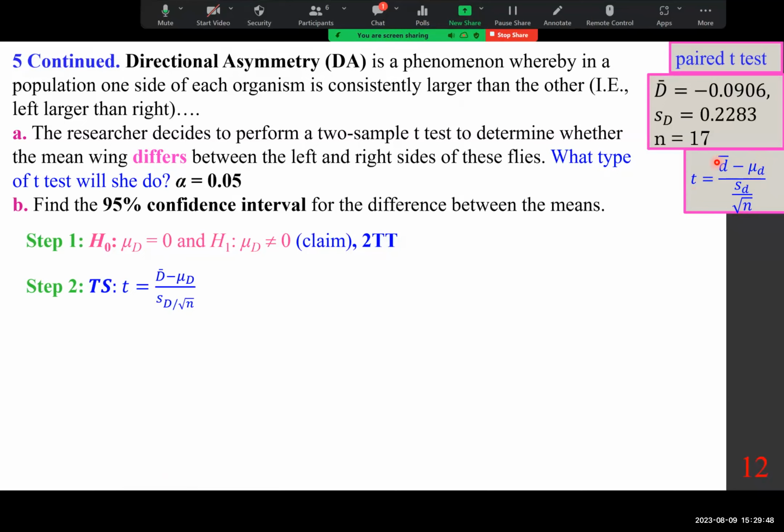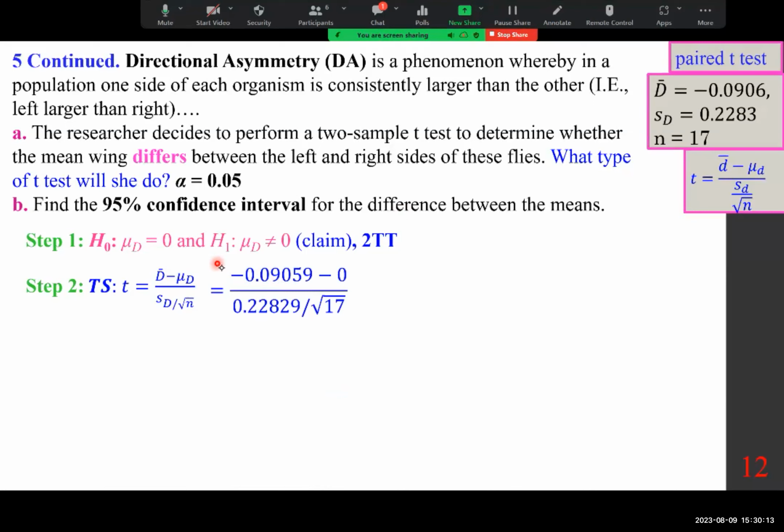Instead of X bar, we call it D bar. Now, in some texts, they use lowercase d. In some texts, they use uppercase. And I like to use both of them, depending on the text. We are going to plug in. And by the way, this is always 0, coming from the H0: mu sub D is 0. Sometimes they don't even write that in the formula.